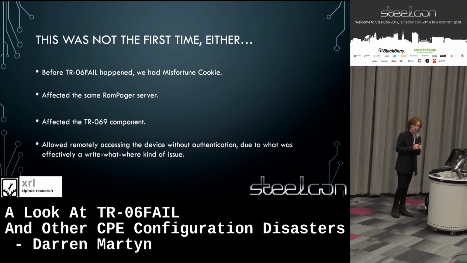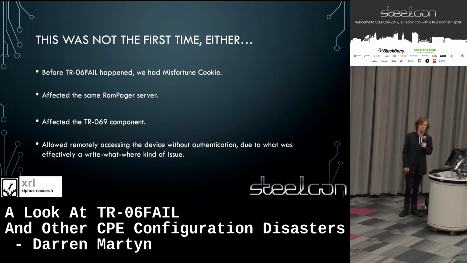Because believe it or not, routers really care about time. Apparently, knowing what time it is is vitally important to routing your packets over the internet. So it wasn't even the first time that people realized that this service, this piece of software exposed to the internet, which was a RomPager piece of shit, was fucked.